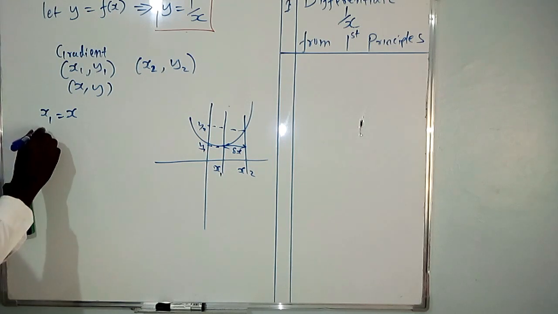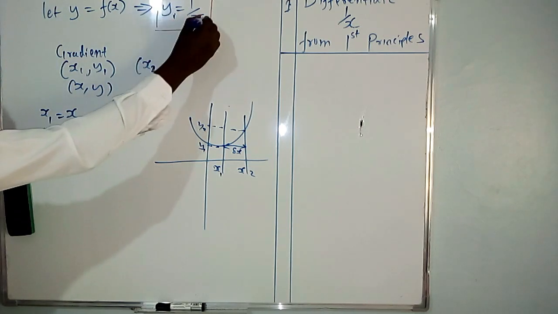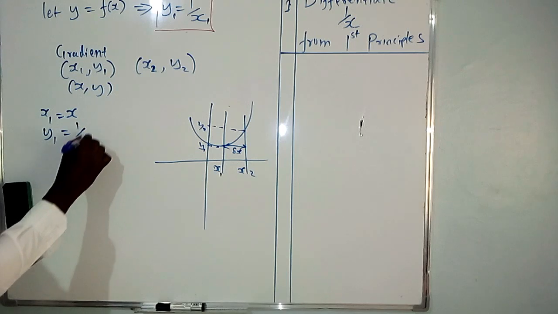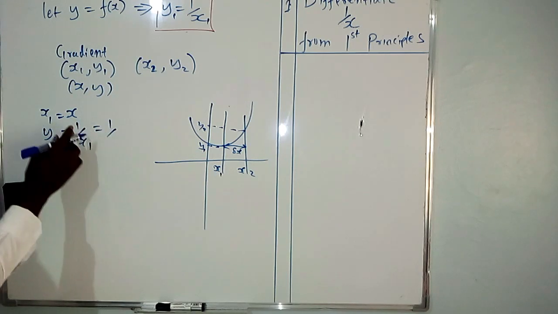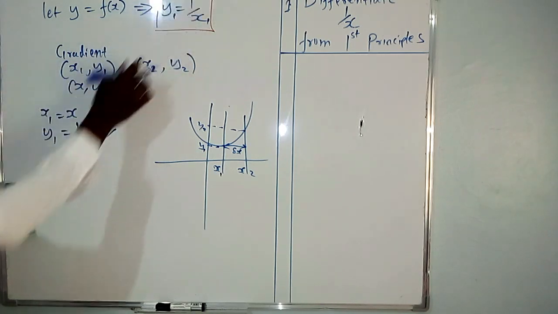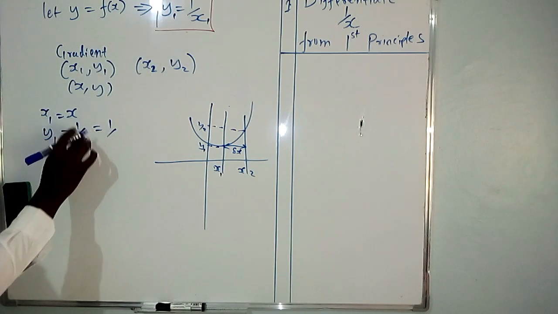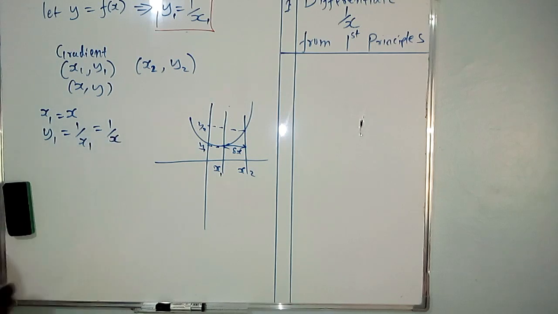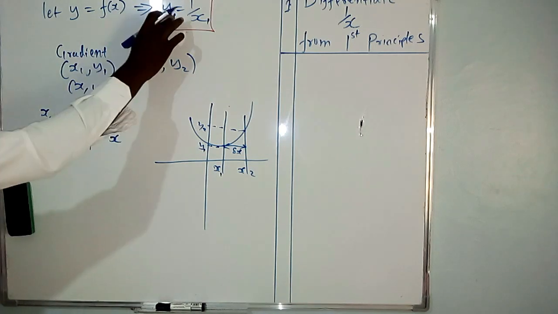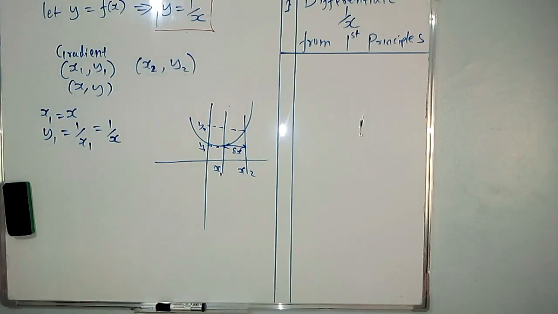Then you move. What is y1? y1 is just y. Then you ask yourself, what is y? Everything must be in terms of x. What is y? Go back. y is 1 over x. You are now putting everything in terms of x. So you can see x1 is x and y1 is 1 over x, meaning everything must be in terms of one variable.